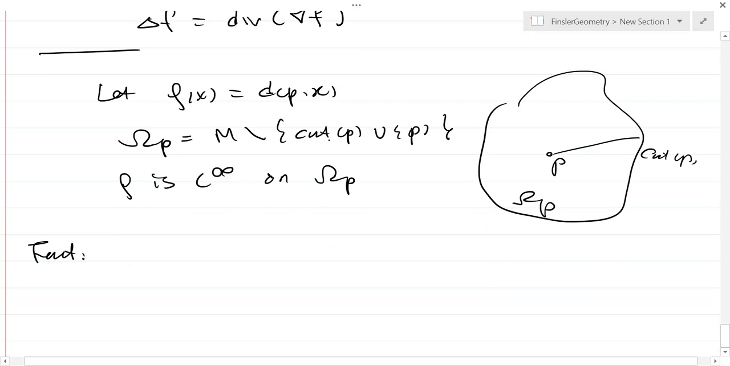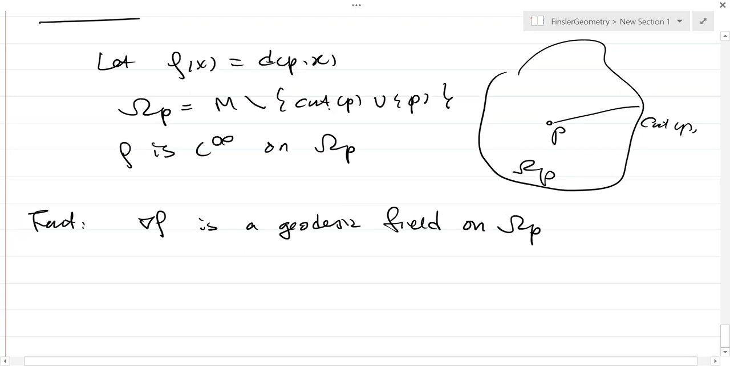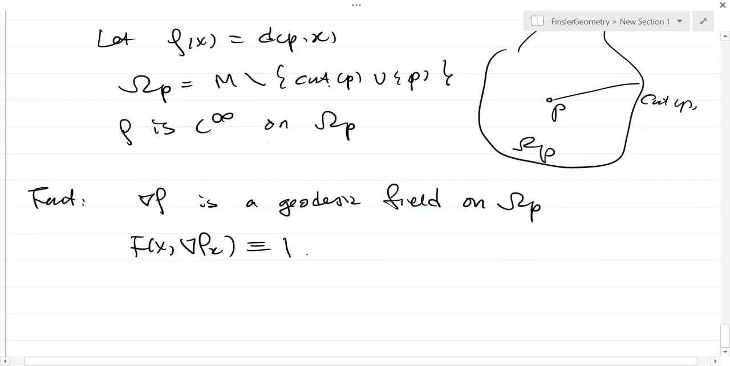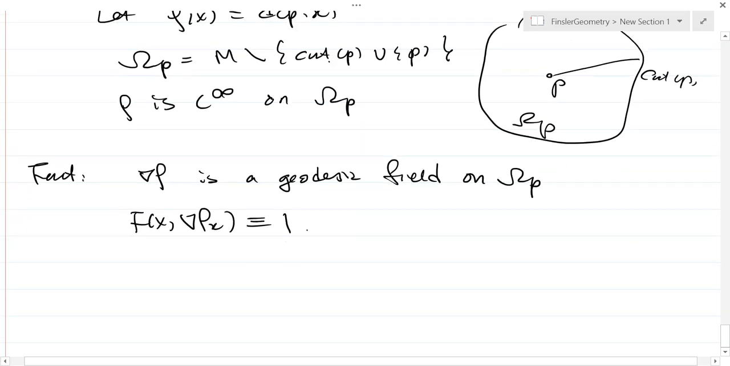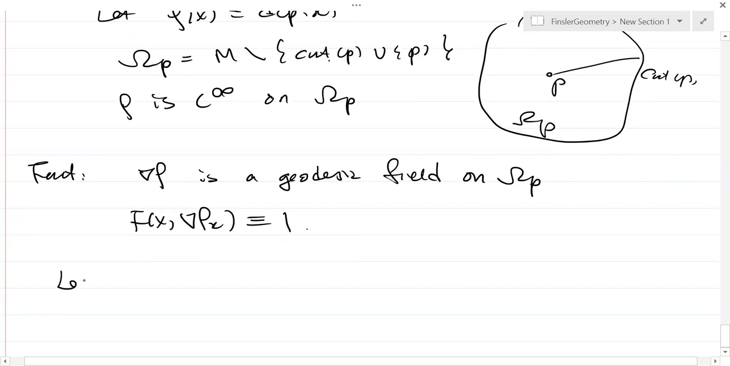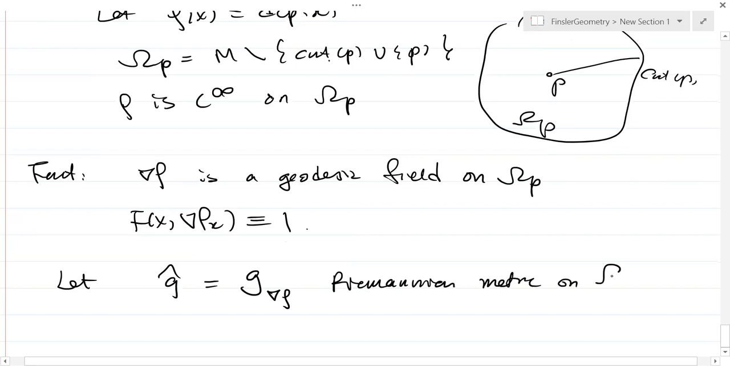First of all, I want to say that the gradient of ρ is a geodesic field on Ω_p. And not only that, its length is identically equal to one. It's never zero, and it's smooth. So I can define a Riemannian metric, ĝ, on Ω_p.